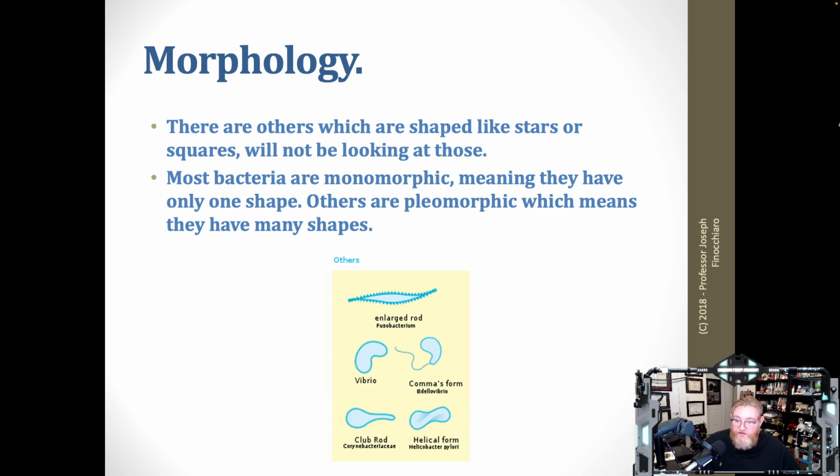Most bacteria are monomorphic, meaning they have only one shape, while others are pleomorphic, which means they have many shapes. Very important. Monomorphic, one shape, that one's easy. Pleomorphic, many shapes. Okay, one shape versus many.